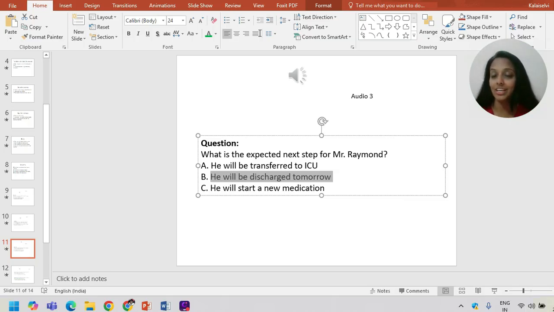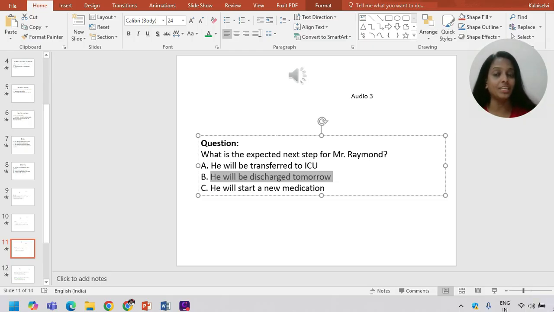And here is a trick: you need to listen for the speaker's tone, clarification, or corrections. These often reveal the real answers. And always train your brain for paraphrasing. The correct answer won't use the same exact words as the audio. Instead, it could be a paraphrased version. So practice identifying synonyms or rewordings.